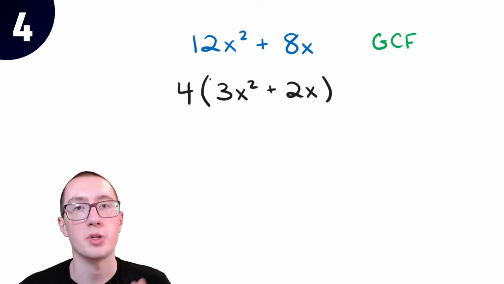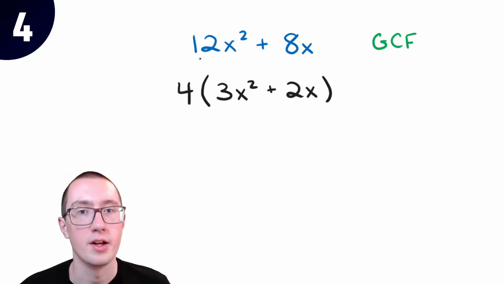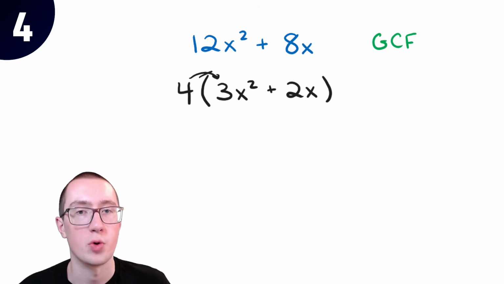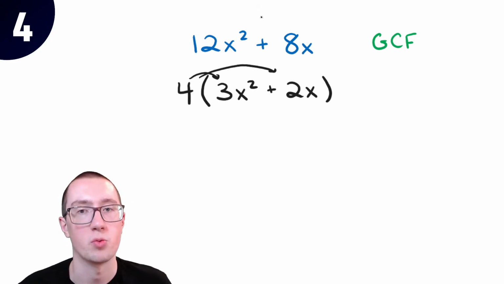So as you can see, we're doing the opposite of the distributive property. We're taking something that's already multiplied and we're turning it into a distributive property problem. And if you weren't sure if you did it right, you can multiply the 4 out to both of these, and you should end up back with what we have at the top.